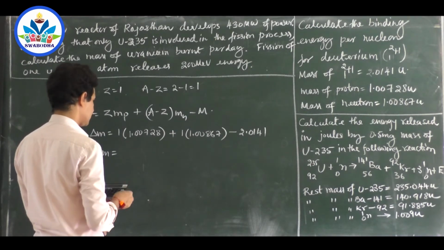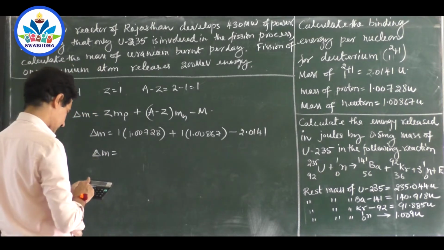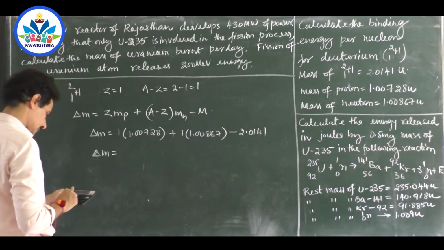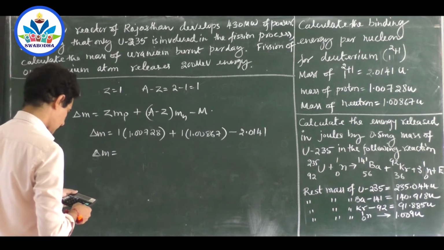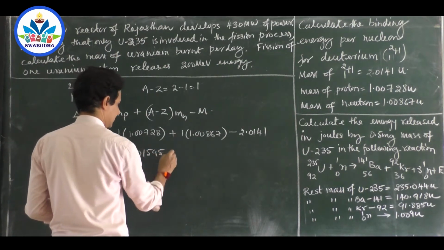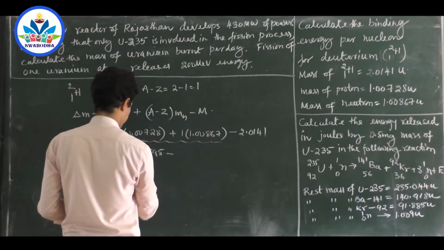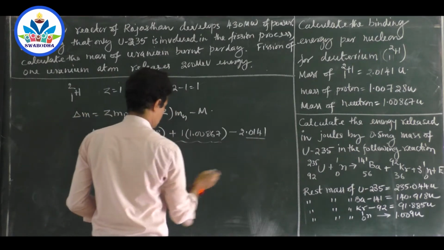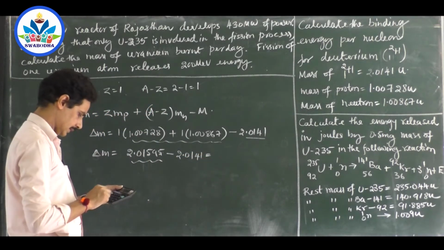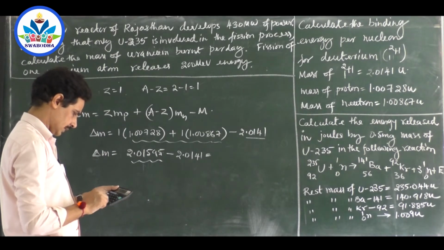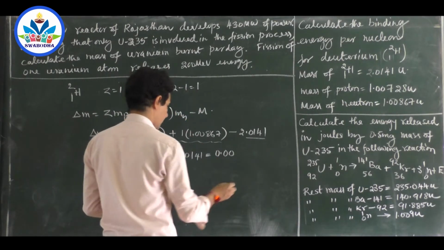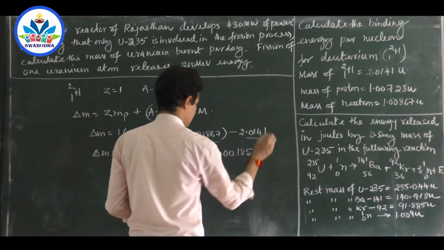1.00728 plus 1.00867. So that is equal to 2.01595. Then 2.01595 minus, so this is the answer for this one, minus this one, 2.0141. So that is equal to minus 2.0141. So mass defect will be very less, 0.00185 U. This is the mass defect.